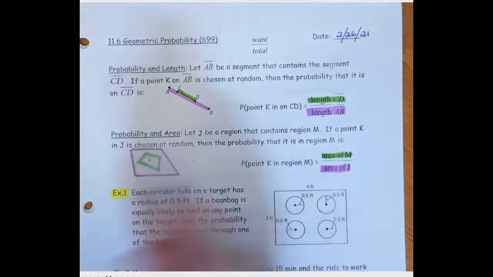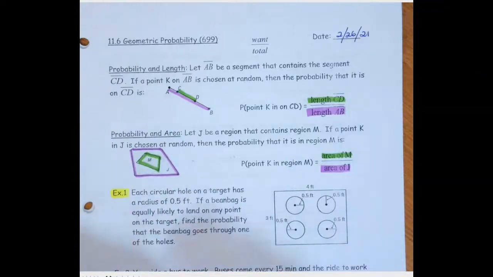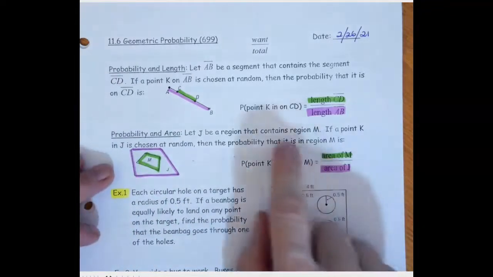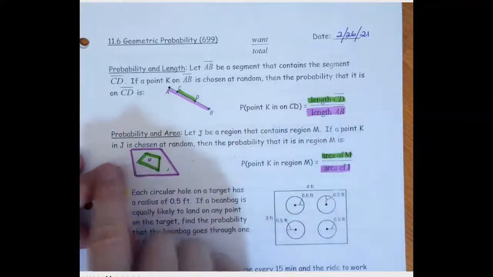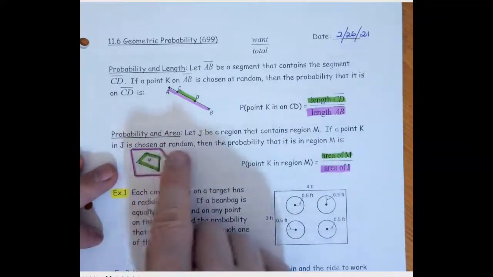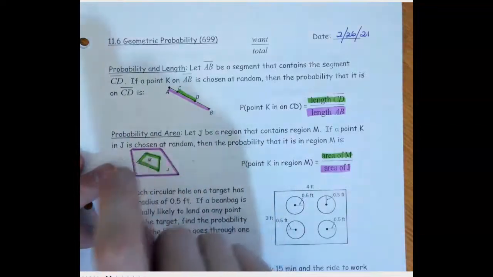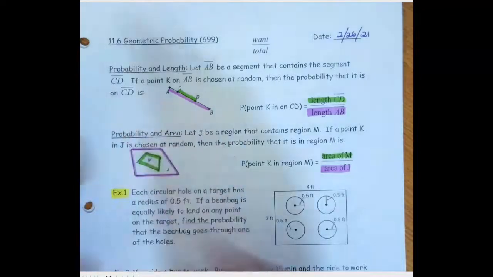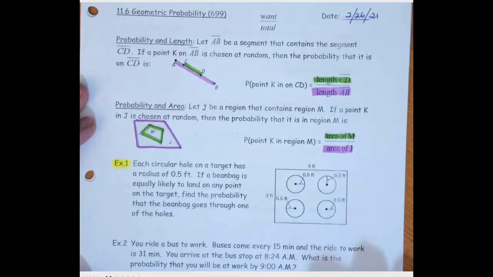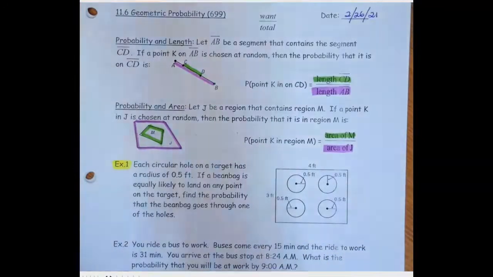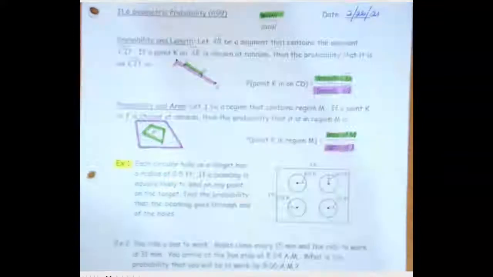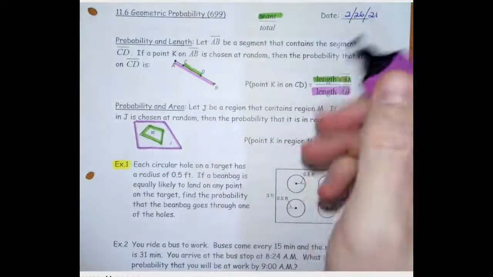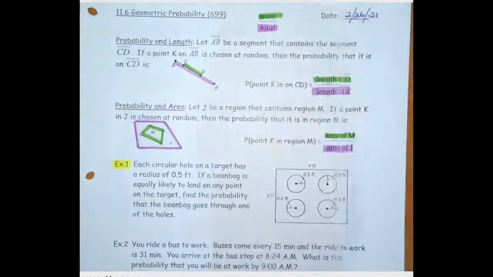J looks like a trapezoidal region, and it contains region M. If point K in J is chosen at random, then the probability that that random point is in M is the area of M divided by the area of the entire area that we're looking at. So in each of those cases, it's what we want divided by the total. So want over total. So that's what we're looking at.